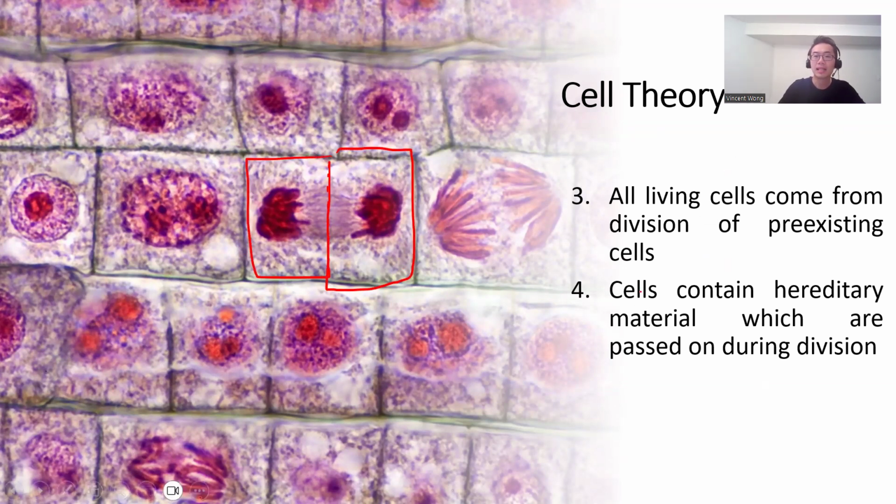Number 4, a cell contains hereditary material. This hereditary material, as far as we know so far, is all DNA, and this DNA needs to be passed on to future generations, because DNA is, many people say, the blueprint of life. So those are the 4 parts of the cell theory.